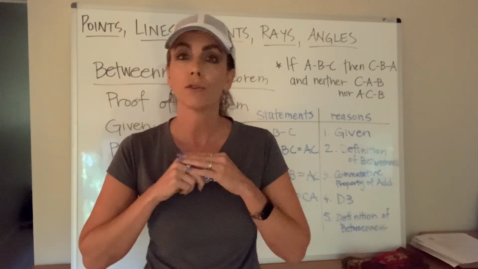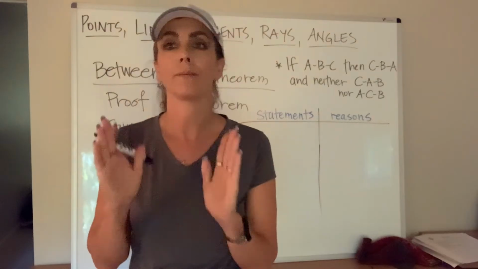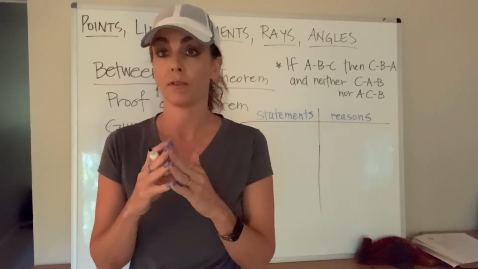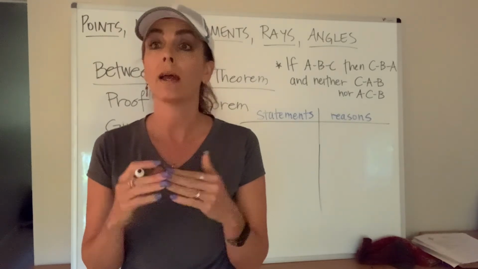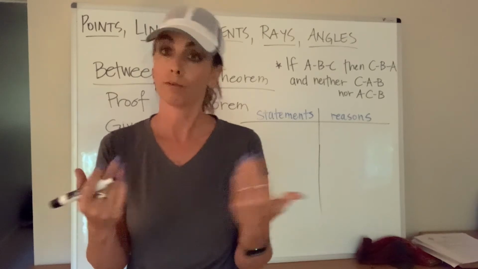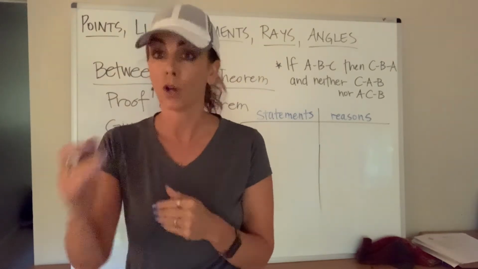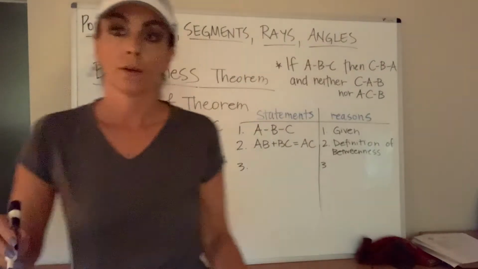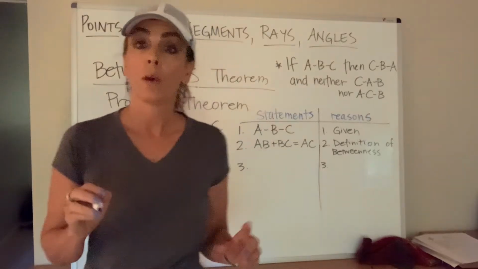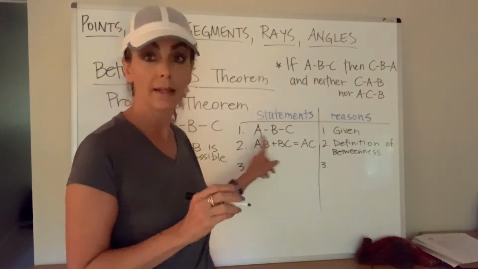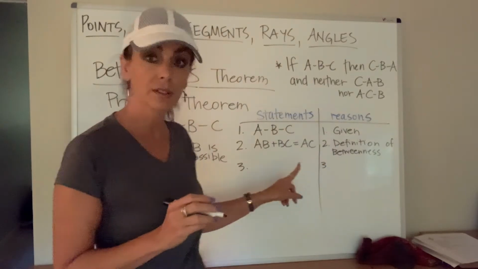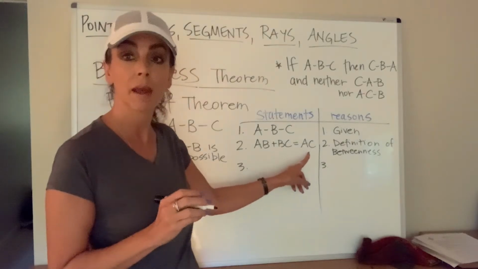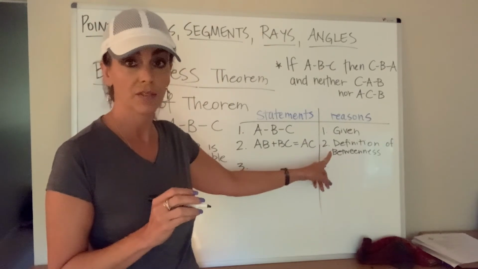So let's do the second part now. Okay, you ready to rock and roll here? We're going to start the same two steps, okay? So we're going to start by stating what's given, because it's given, and we're going to go that next step of definition of betweenness. Okay, so let's look at that. Okay, so we are saying now that B is between A and C because it's given. We're also saying that the distance from AB plus the distance to BC is equal to the distance from AC, and that's because of the definition of betweenness.